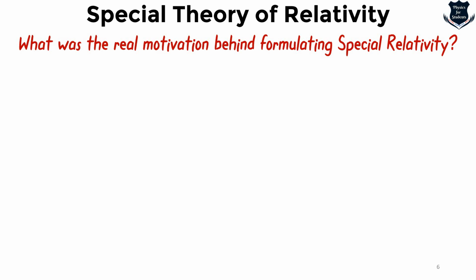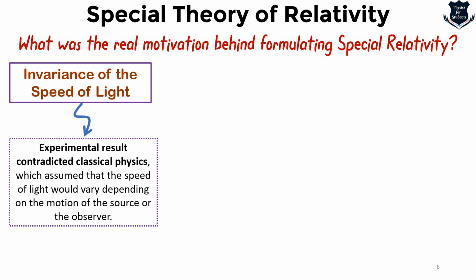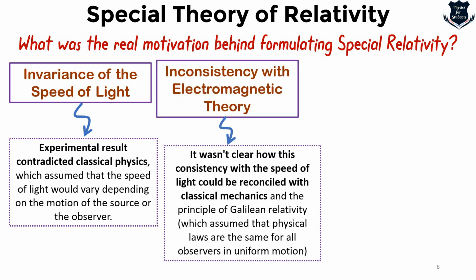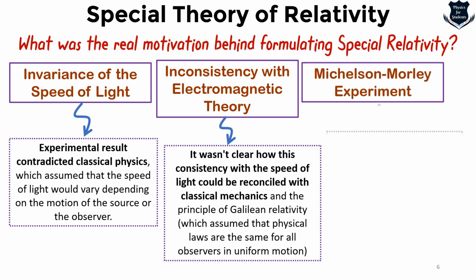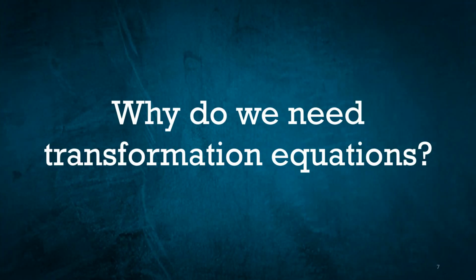In the second episode, we also looked at the real motivation behind the special theory of relativity. First was the invariance of the speed of light. That experimental result contradicted classical physics, which assumed that the speed of light would vary. We also saw that it was not clear how this constancy of the speed of light could be reconciled with classical mechanics, that is, it was inconsistent with electromagnetism. And we also found that the Michelson-Morley experiment showed that ether does not exist. All of this taken together speaks of a transformation in our thought, a transformation in terms of equations.